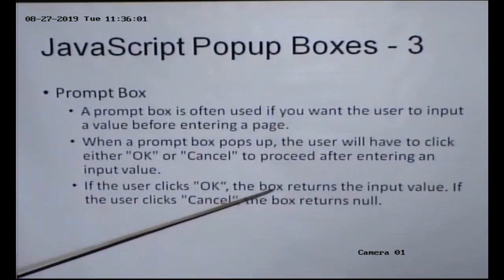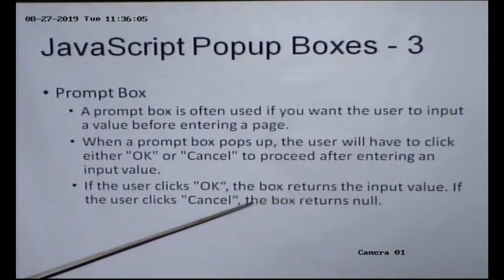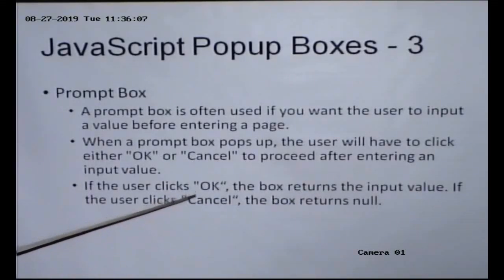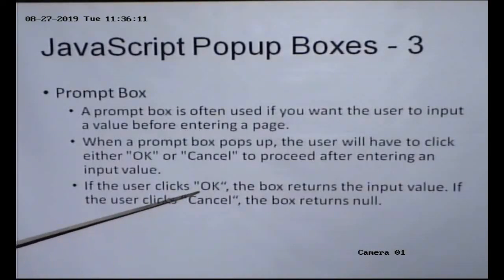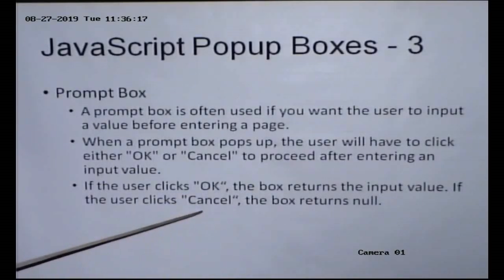Okay, suppose the user enters the input value through that box. It is submitted to the program through OK. If the value is not supported, then the user simply clicks the cancel button. Then the box returns a null value to the coding.